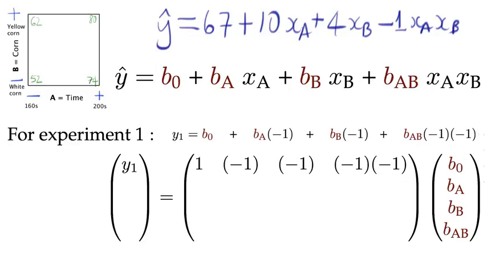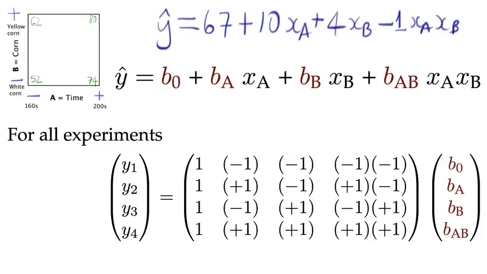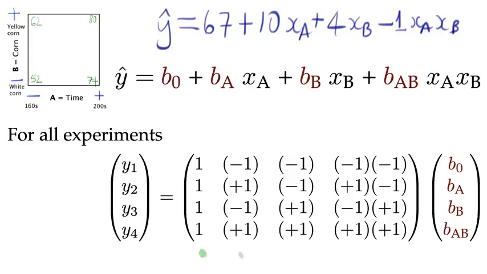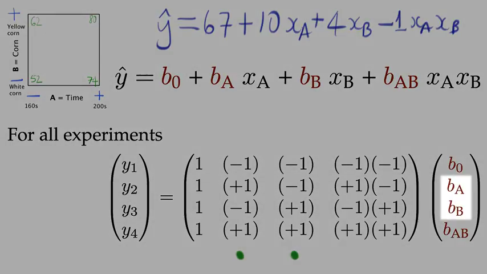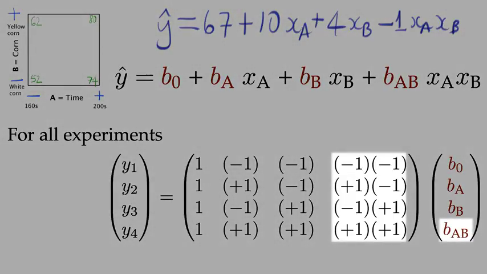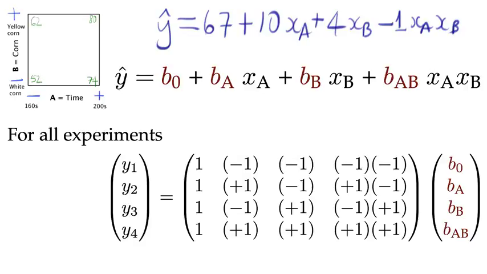In matrix form, the equations are written as shown here on the screen. 3 things quickly become apparent. Firstly, we notice a column of 1s in the first column. That corresponds to this parameter b0, the intercept. Next, we notice that the second and third columns, in other words the columns that correspond to the parameters for a and b, are simply the columns from the standard order table. And finally, the last column corresponds to the two-factor interaction for ab. You'll notice that this is simply the column for a multiplied by the column for b.